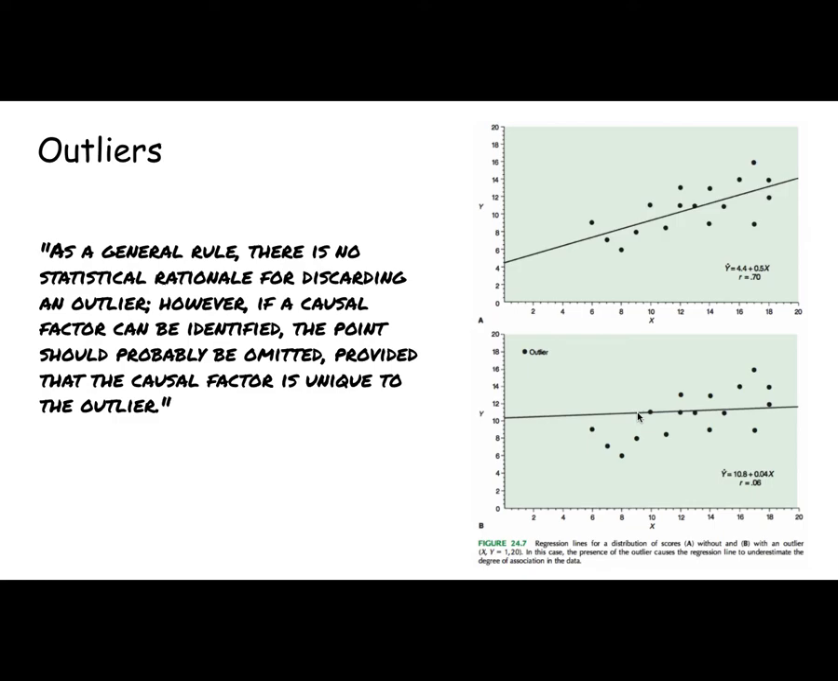In general, there's not a good reason to discard outlying values. If a paper says that they omitted outliers, then they should explain why. If there's some causal factor, something that clearly distinguishes one or two values as outliers that were not really part of the data set, then fine, you can take them out. But otherwise, if there's not that clear justification, all the data should be left in a correlation calculation.